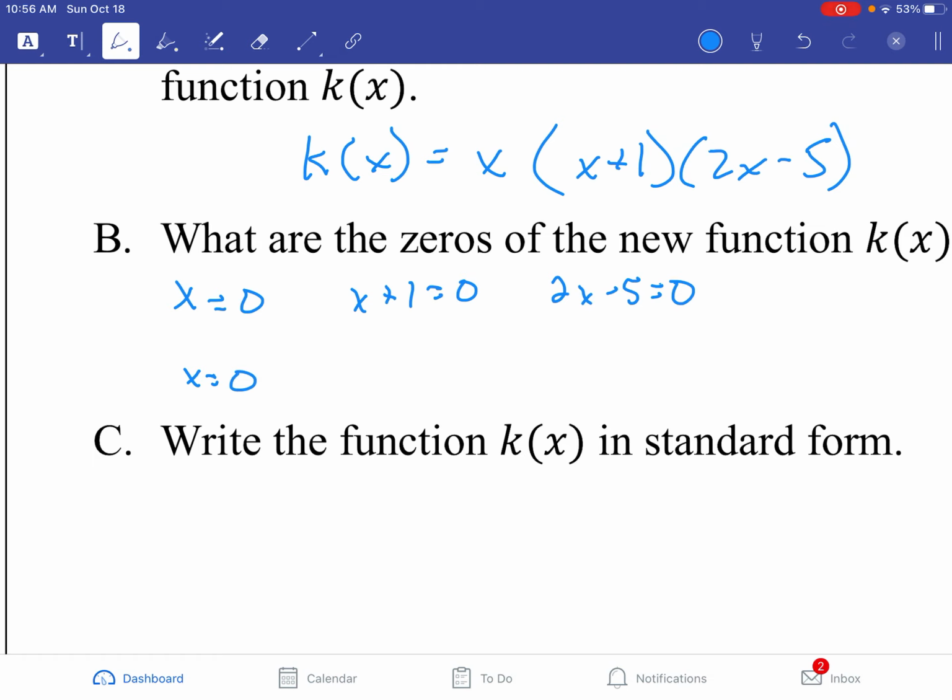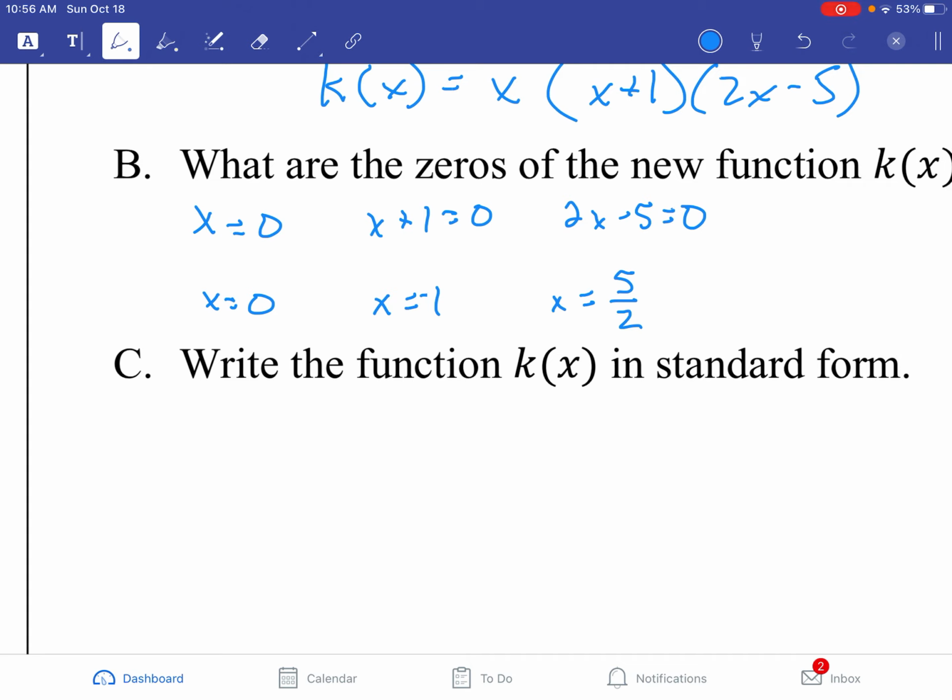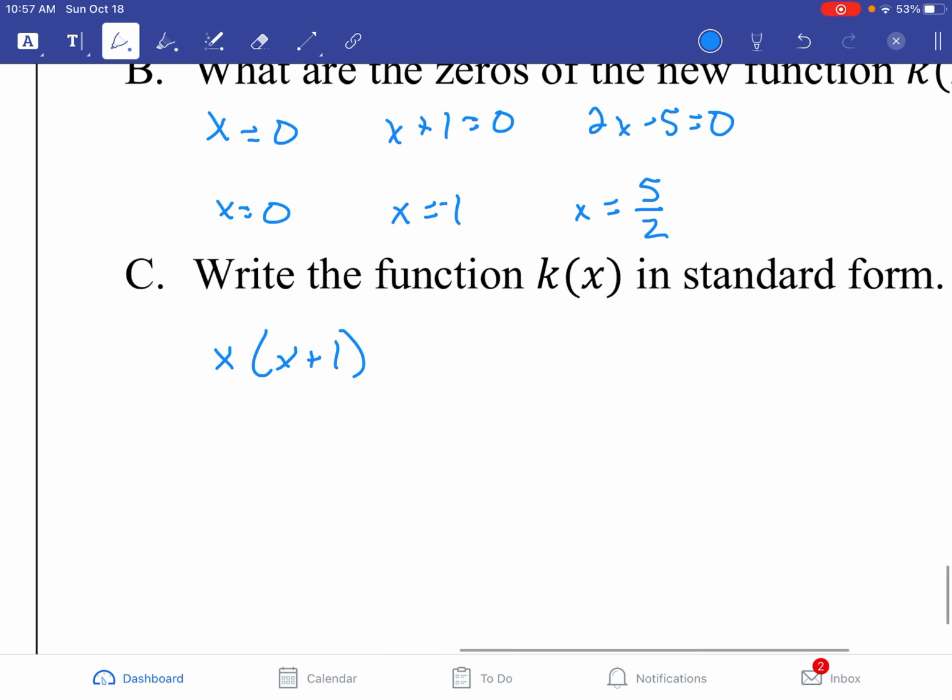So if you solve them, this one's already done. We're going to subtract 1. We're going to add 5 and divide by 2. For writing it in standard form, all right, we have x times x plus 1. I can just do that really quickly as x squared plus 1x.